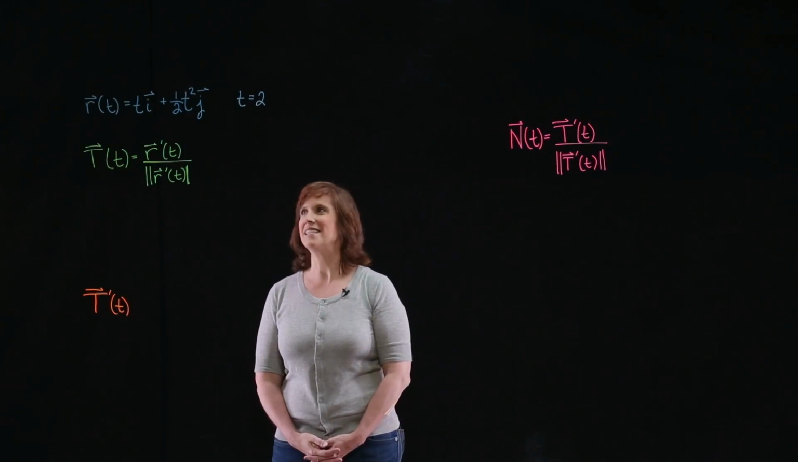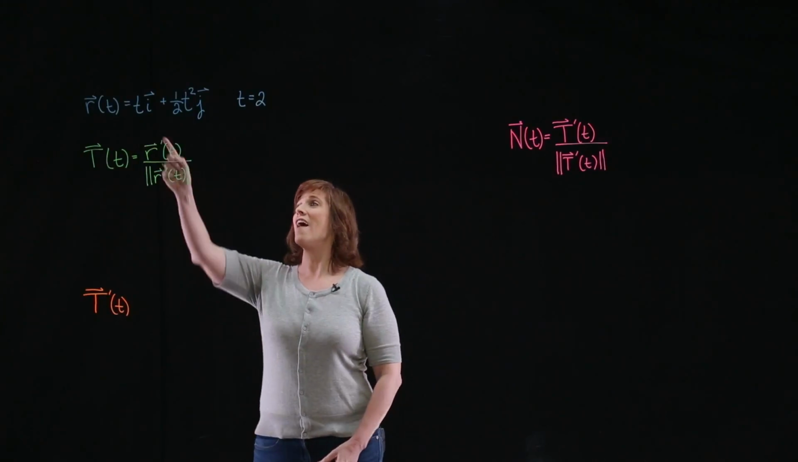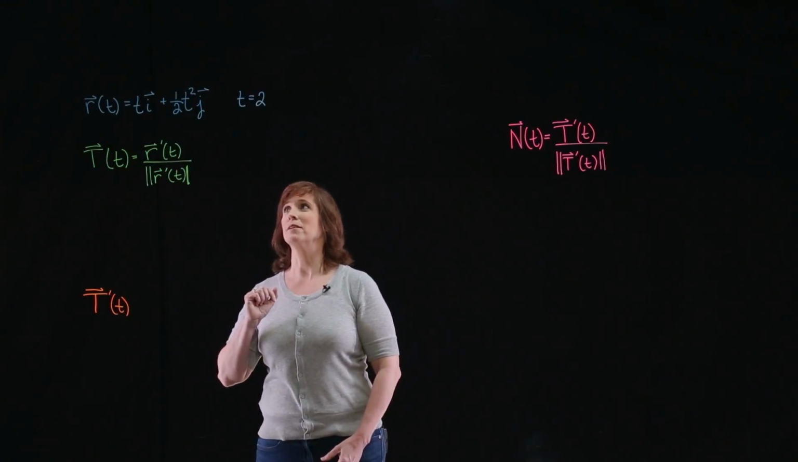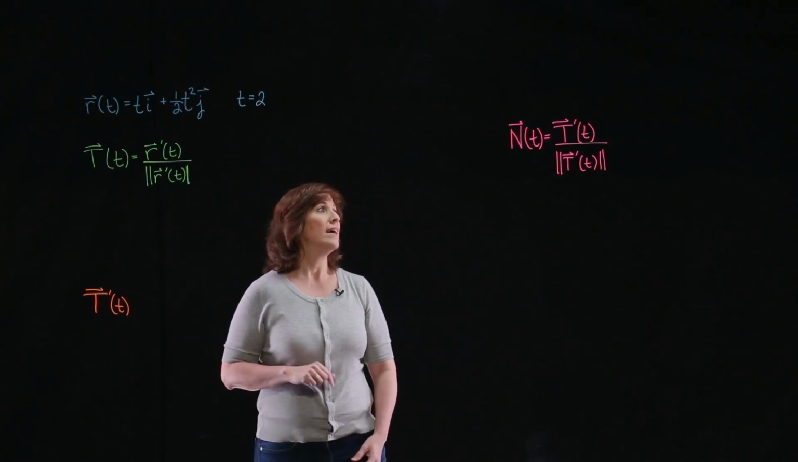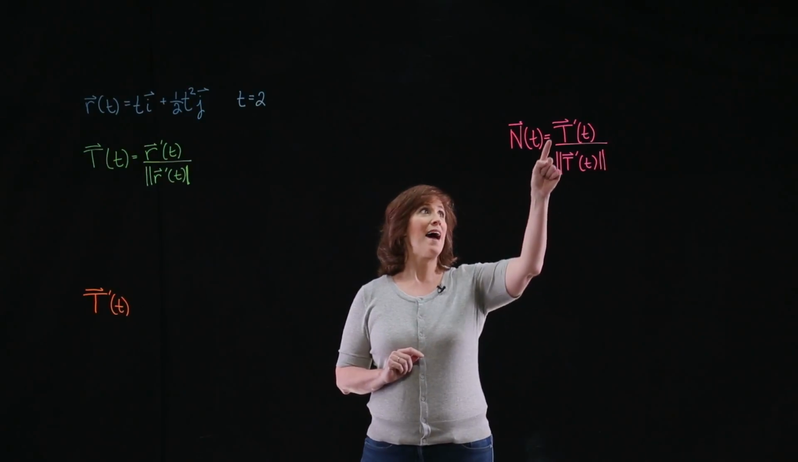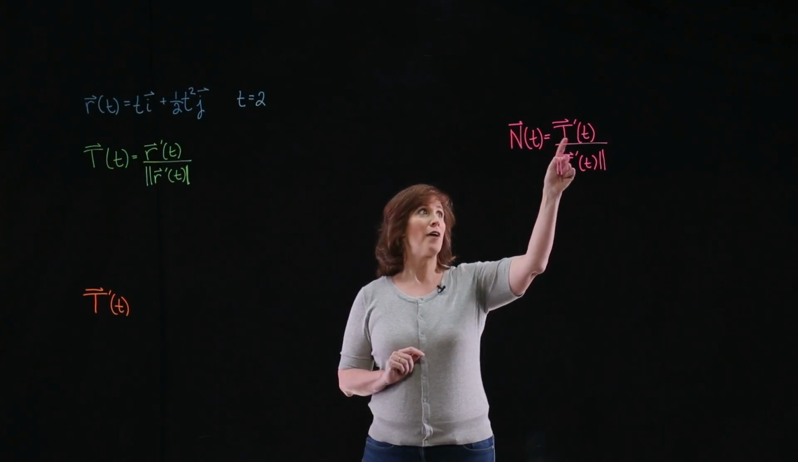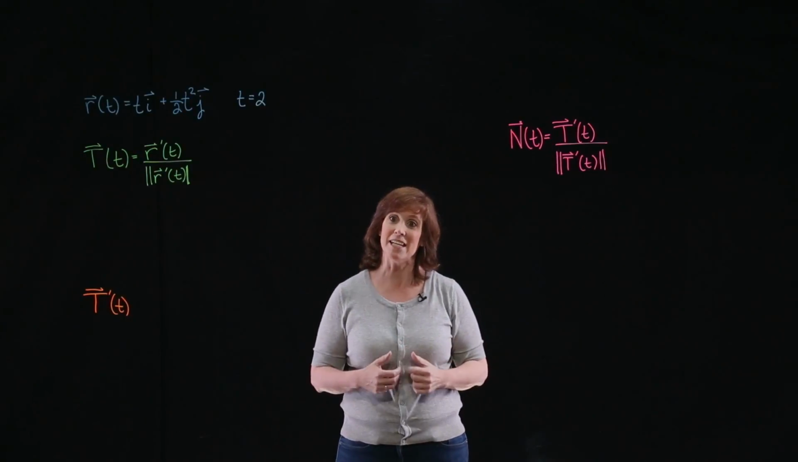Hi everyone, I'm Cheryl. In this example, we're going to be finding the principal unit normal vector of my vector function t i plus 1/2 t squared j when t equals 2. Now, in order to find the principal unit normal vector, we have to take T prime of t divided by its norm. Now remember what T is, it's the tangent vector.